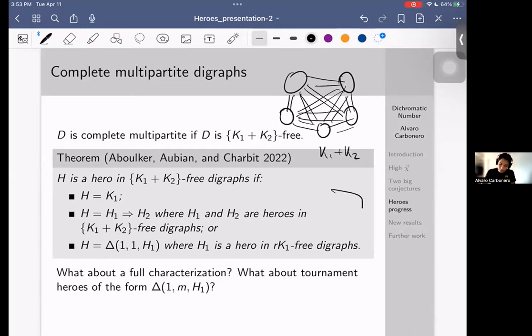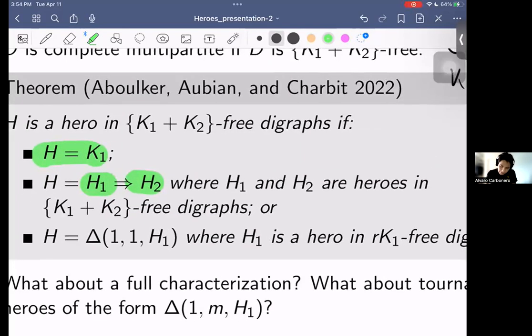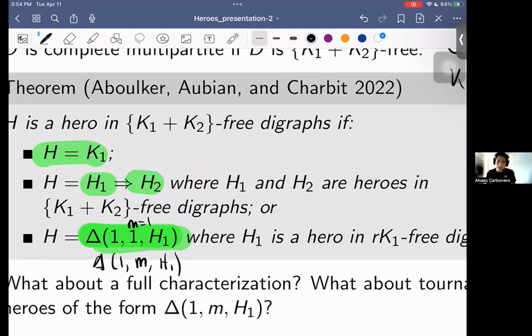So they proved this: similar to the tournament result, we can have as a building block the single vertex. We can then concatenate two digraphs, and very important in here, to construct bigger, strongly connected digraphs, we can use this operation. Instead of 1, M, H1 as in the tournament result, they have that M has to be equal to 1. So when M is equal to 1, this works.